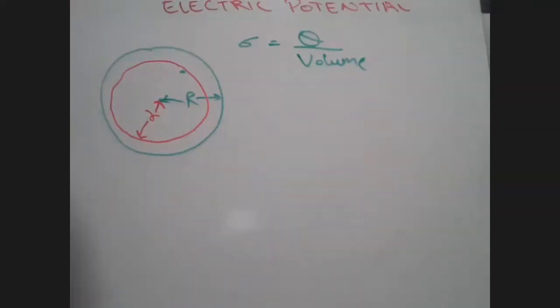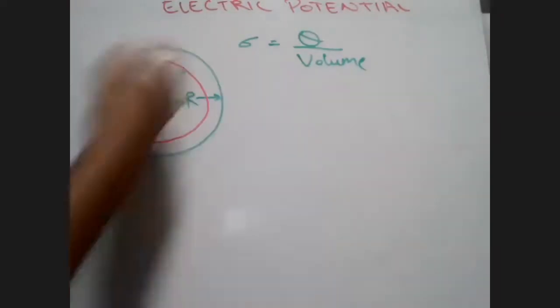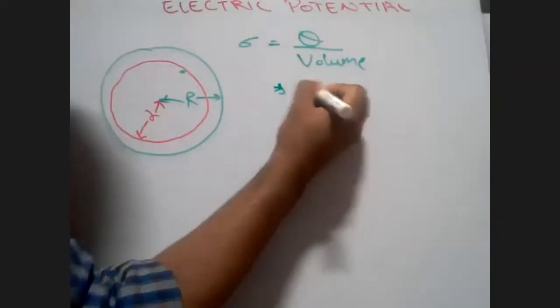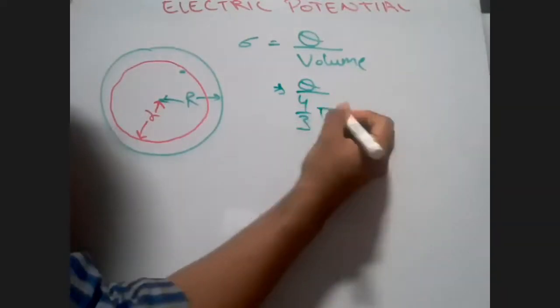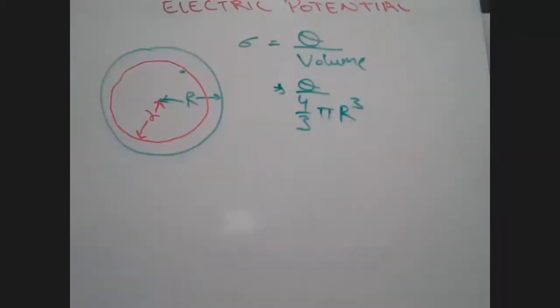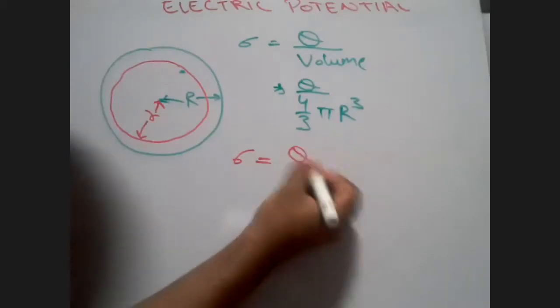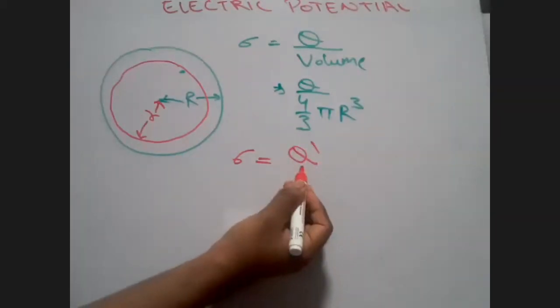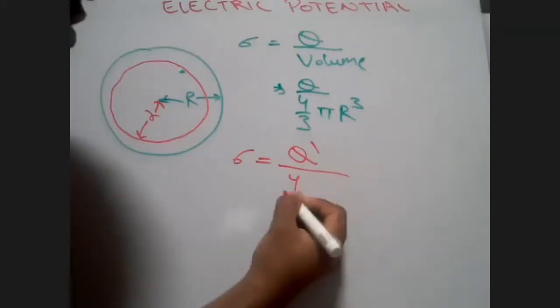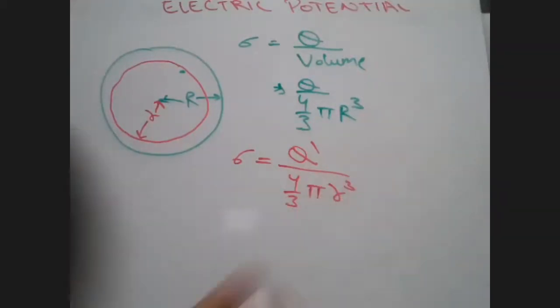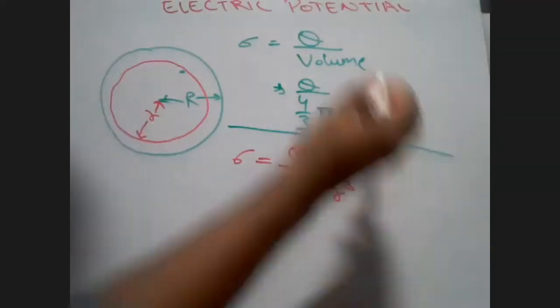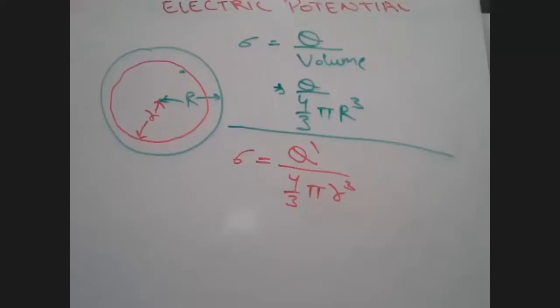Now what is the volume of the outer sphere? Tell me. It is 4/3 pi capital R cube. Okay. And similarly, what will be the volume of the red Gaussian sphere? It will be Q dash, the charge enclosed by the Gaussian surface, upon 4/3 pi small r cube. Am I right? Now if we divide both of them, what will we get? If I put a line in between and I tell you to divide both of them, what will I get? Tell me first.